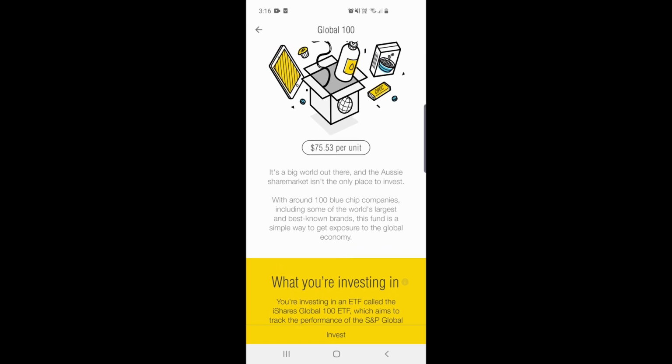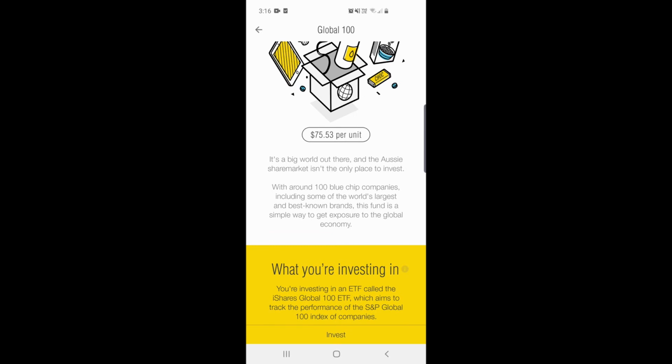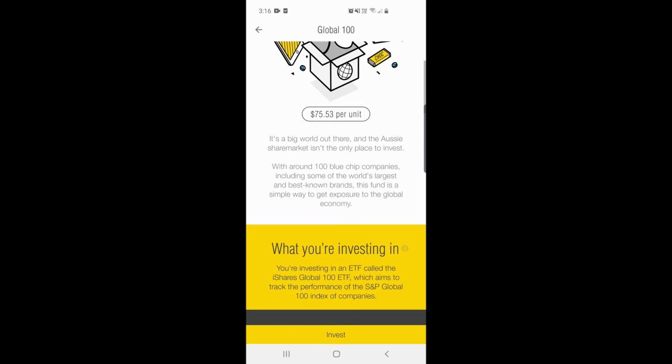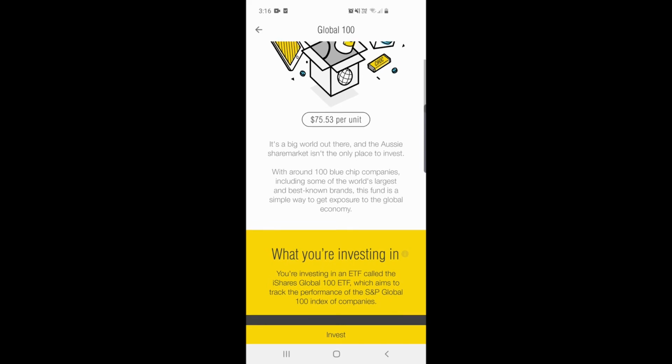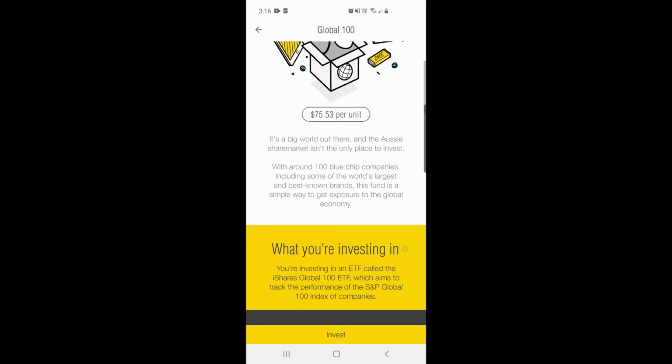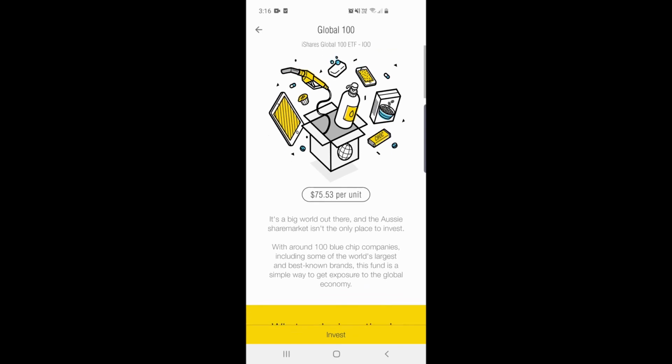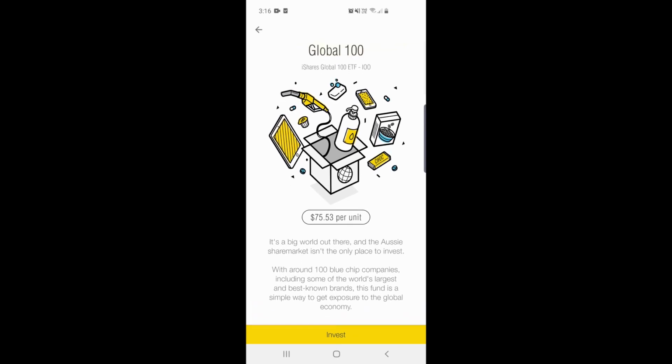It's a big world out there, and the Aussie share market isn't the only place to invest in. With around 100 blue chip companies, including some of the world's largest and best known brands, this fund is a simple way to get exposure to the global economy. How good does that sound? All big companies in one ETF.